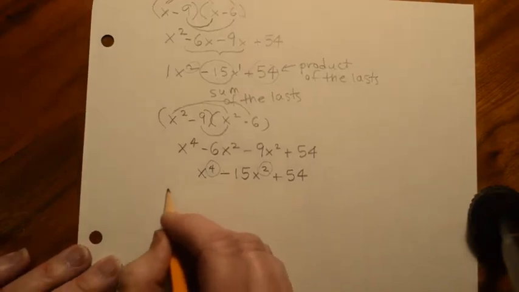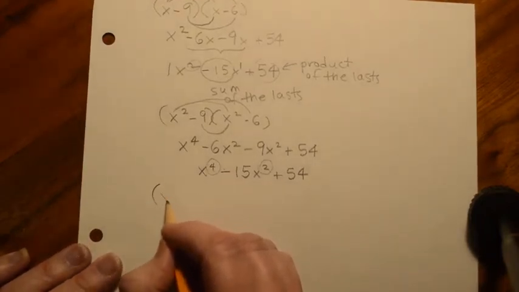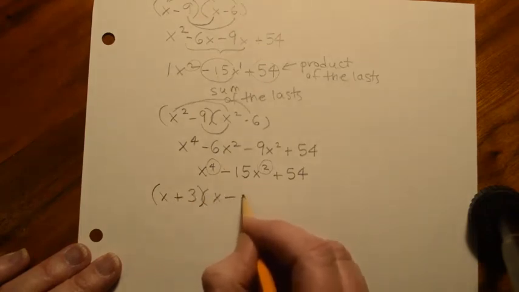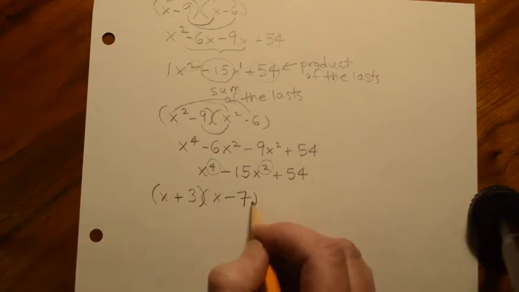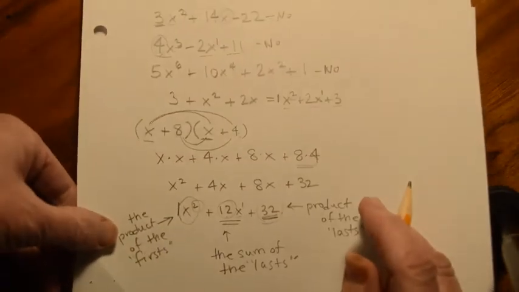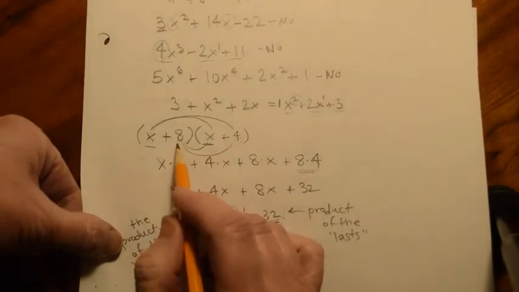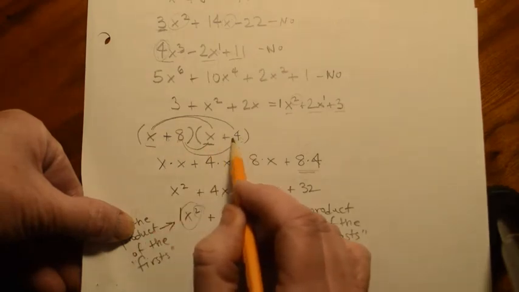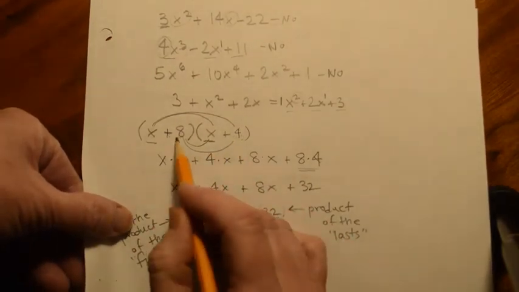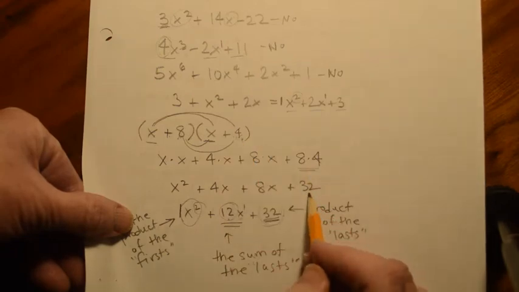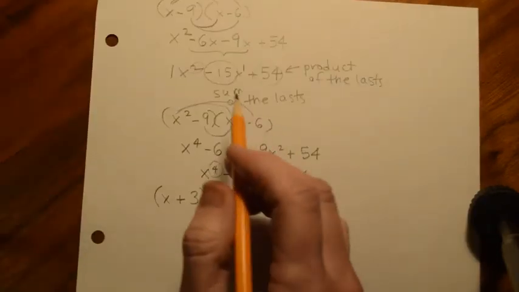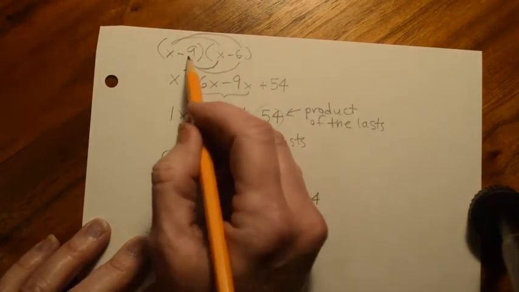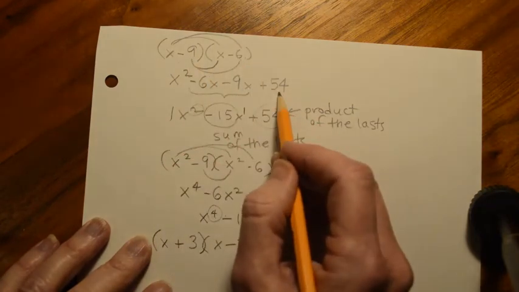All right, let's look at another one. I'll go back to the x to the first, but this time I want to do x to the first plus 3 and x to the first minus 7. All right, so in our first one, both of our constants were positive, plus 8, plus 4. When we added them together, a positive 8 and a positive 4 gave us a positive 12. And a positive 8 and a positive 4 gave us a positive 32 when we multiplied them together. Here when we did a negative 9 and a negative 6, when we added them together we got negative 15, and here we got negative 9 times negative 6 equals positive 54.